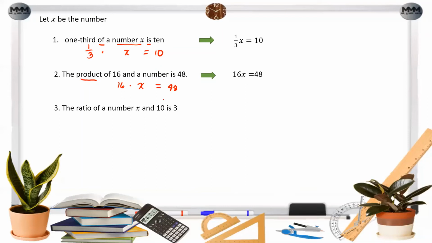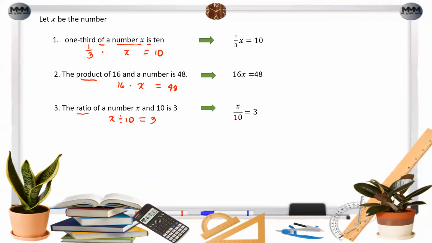Next, the ratio of a number x and 10 is 3. The answer is x over 10 is equal to 3. For the ratio, we mean we are to divide x and 10. So we have here x divided by 10 is equal to 3, or we can write this simply as x over 10.